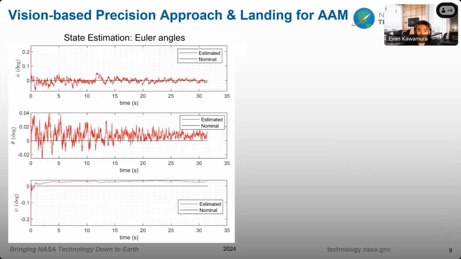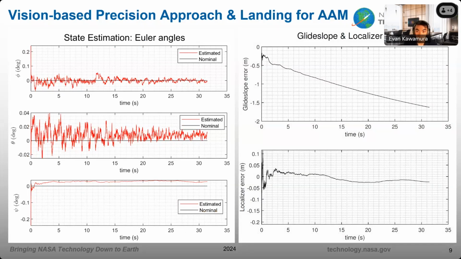For our orientation, there are some large spikes and fluctuations in these Euler angle estimations, but they're very small. That's pretty good. But our glide slope error does diverge over time because it accumulates small errors. Our localizer error has small fluctuations, but it has generally pretty accurate lateral or east estimations from our composite measurements.